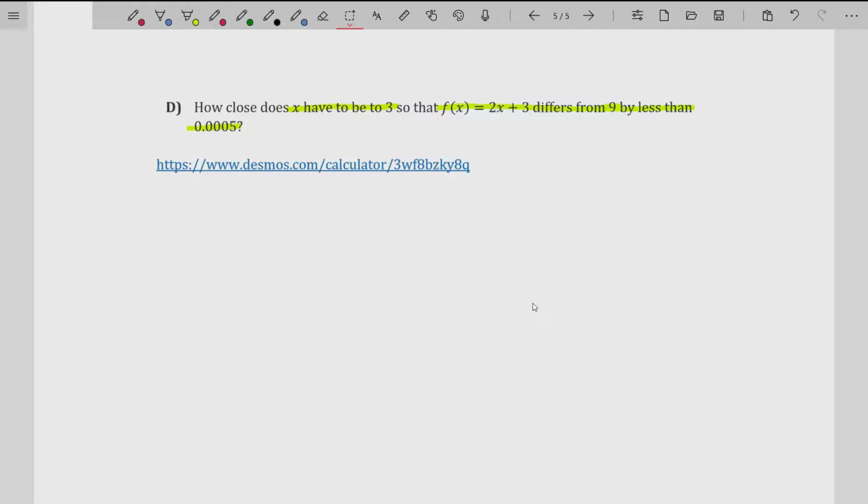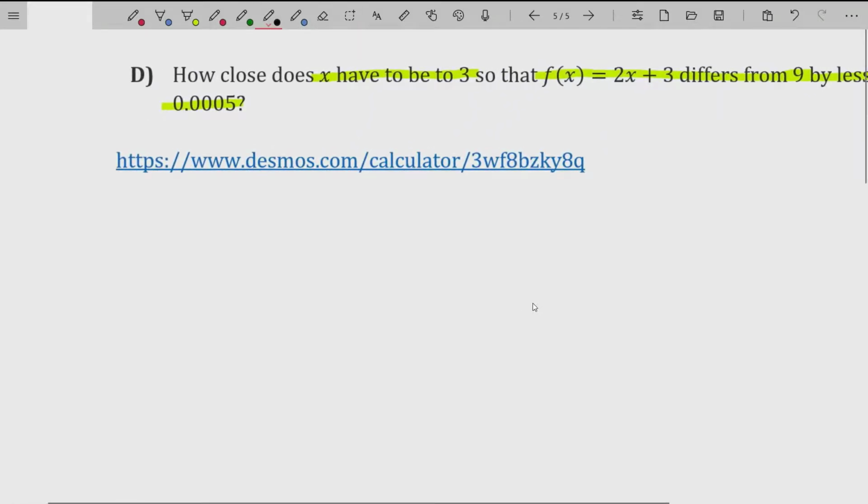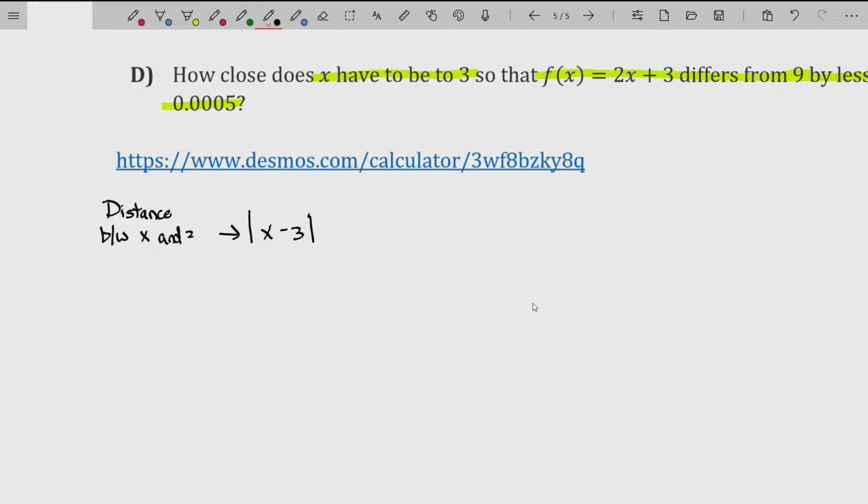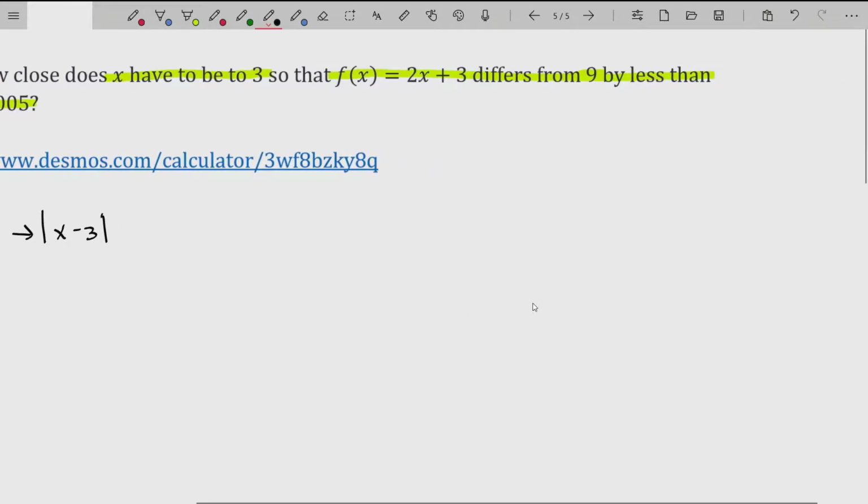0.005? So here's, if you want to now integrate all the language that we've had in this specific lecture, how close does x have to be to 3? That's an absolute value question. The distance between x and 3. We want that to be small. That's the distance. So this goes all the way back to the beginning of this lecture. That's the distance between x and 3.